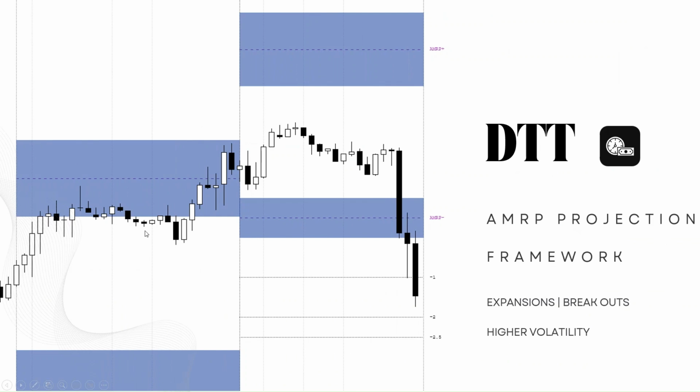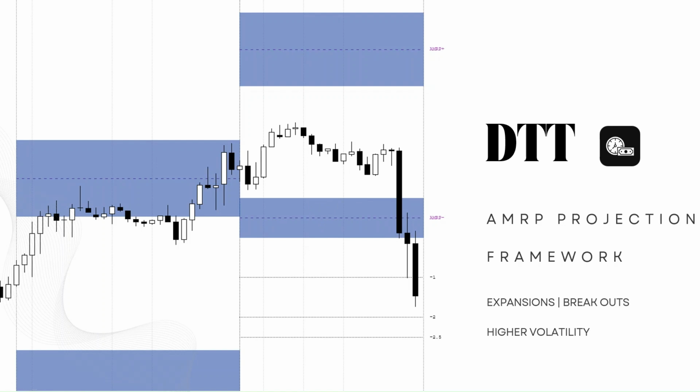As you can see, price is extending and breaking down in the next model. As soon as the body closes beneath the AMRP deviation zone, it then quickly plots the projections. We have a -1, -2, and etc. This happens during expansion periods and breakouts, aka higher volatility. At its core, an AMRP projection, these blue boxes, is essentially the expected average model range.